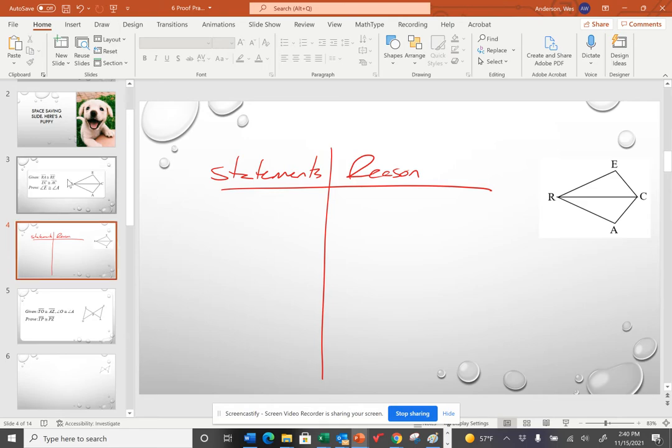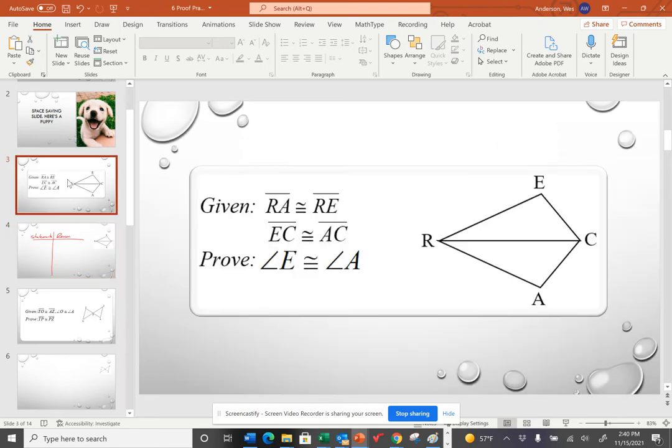What you're going to do here is make a statement and tell me why you think it's true. So for instance, looking at our question here, we state that RA is congruent to RE, and we also state that EC is congruent to AC. And the reason that's true is because it's given. They tell you it's true. So I'm allowed to write that in on my statements.